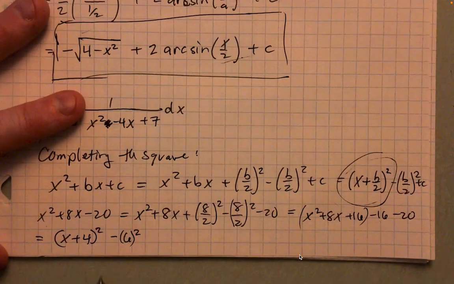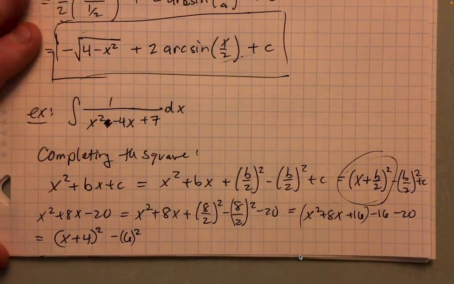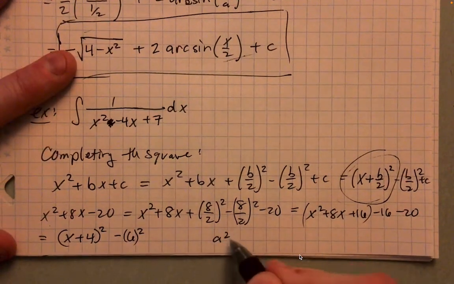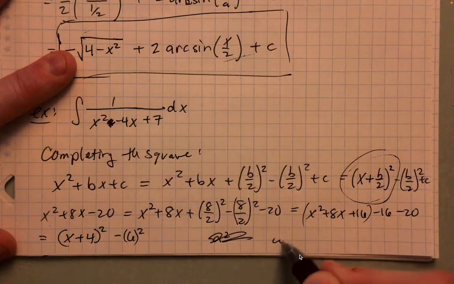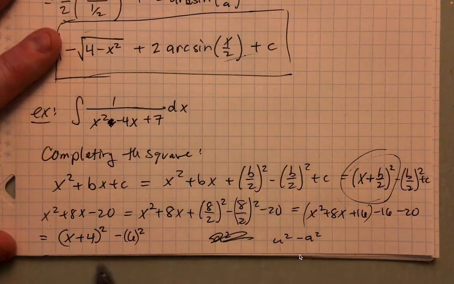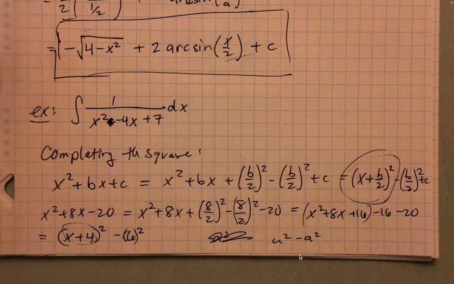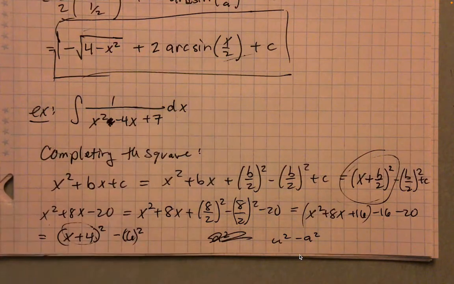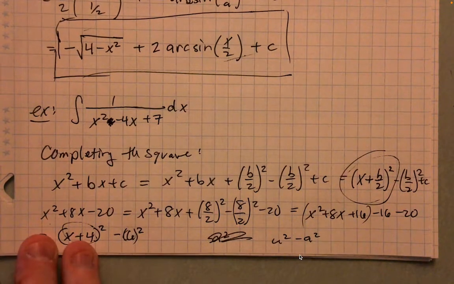Okay, and so using this completing the square technique is useful because you can think of this as your u squared minus a squared, right? This could be your u, this could be your a, and so when you have something like this where you have a quadratic in the denominator, you might be able to complete the square to change the integrand to allow you to use an inverse trig antiderivative. So let's do that example.